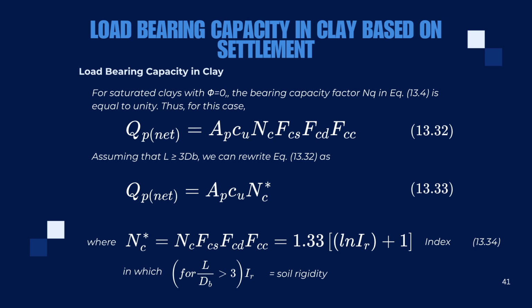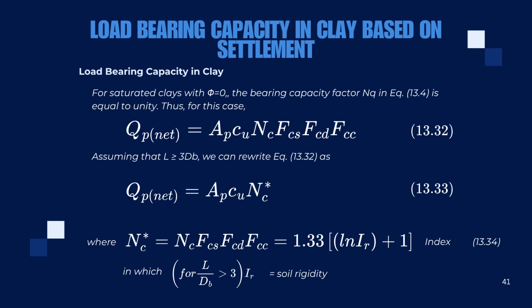So, on load-bearing capacity in clay: when dealing with saturated clays where the friction angle phi equals 0, the bearing capacity factor N sub q becomes equal to 1. This simplifies our bearing capacity equation. Under this condition, the net point resistance, or the load carried at the base of the drilled shaft, is expressed using the cohesion c sub u and the modified bearing capacity factor, assuming that the shaft length L is greater than or equal to 3 times the base diameter d sub B.